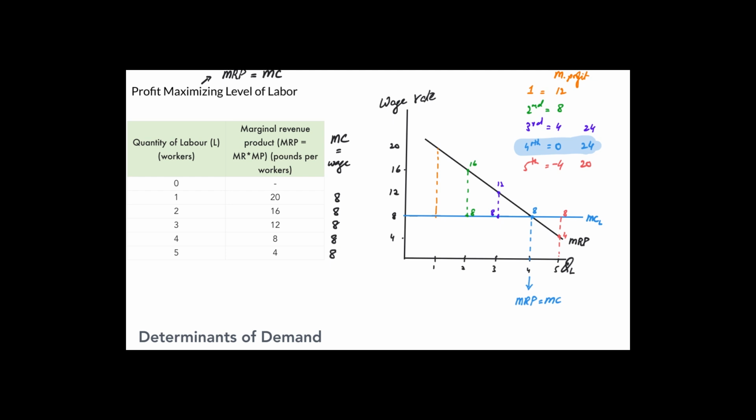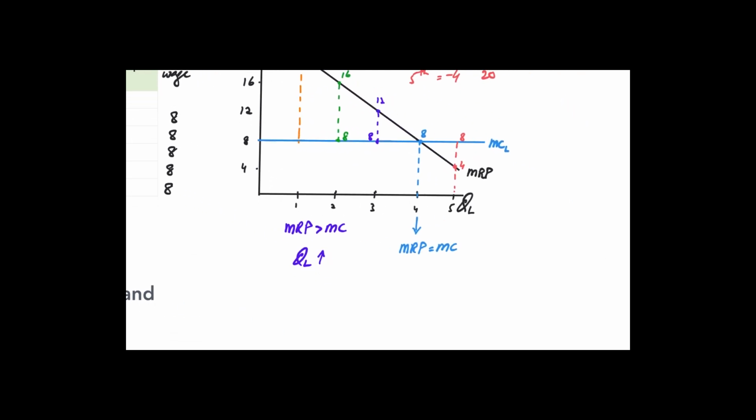So what if MRP is greater than MC? What should you do? So we say you should increase the quantity of labor that you're hiring. Okay? And on the other end, what if the MRP is less than the MC? What should you do in that case? Well, in that case, you should decrease the number of labor that you have.